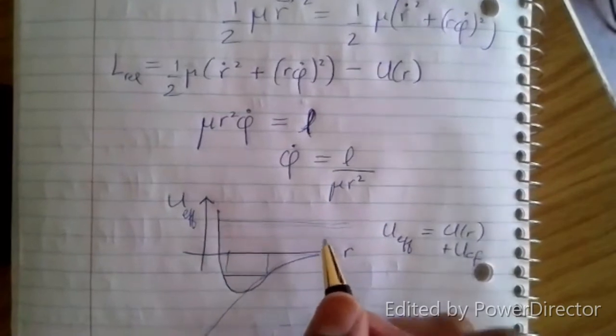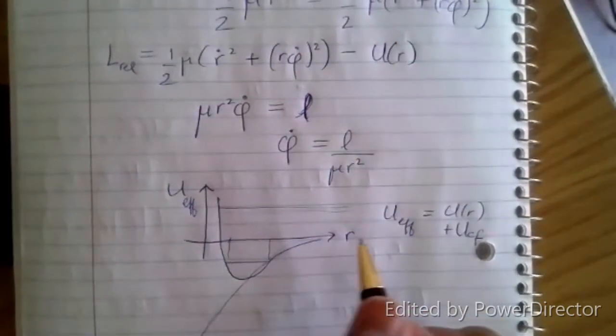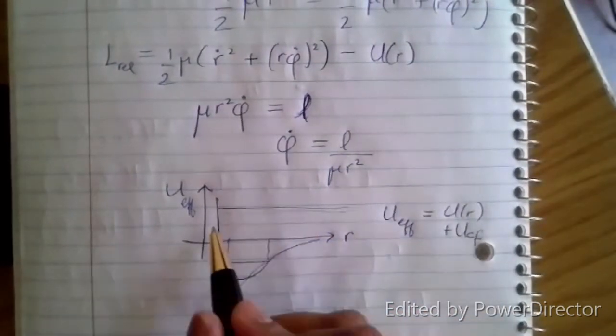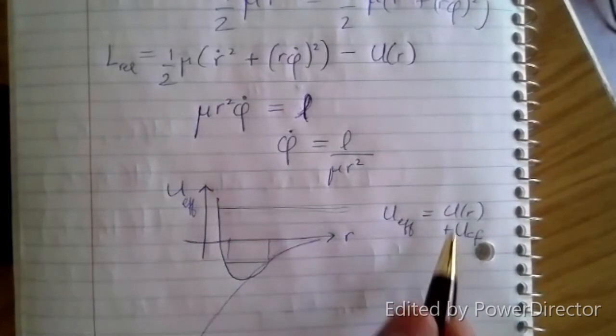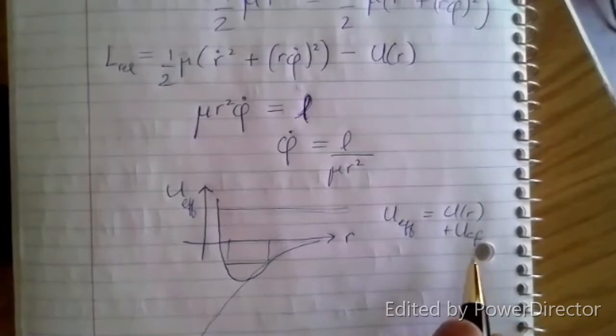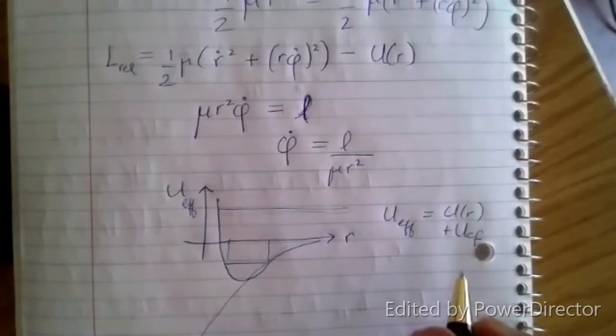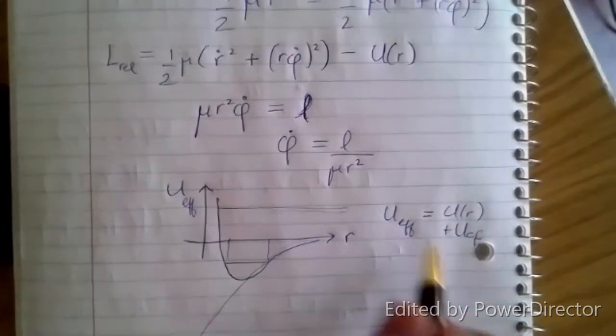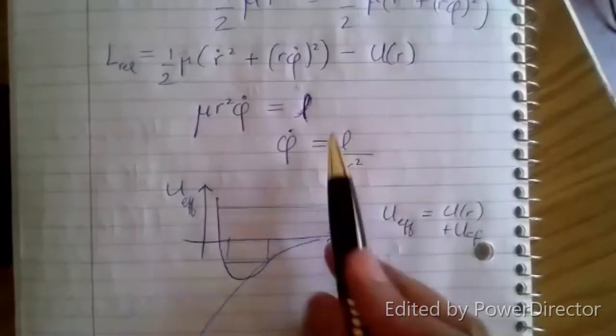Quick question. On the right side of your page, it says U effective is equal to U of R plus something? Yes, U_CF, the CF standing for centrifugal. Okay, got it. And that centrifugal term comes from plugging in this expression for phi dot over here.